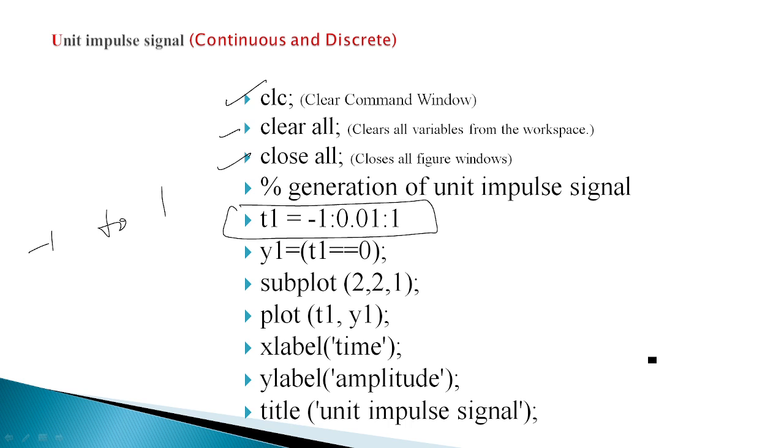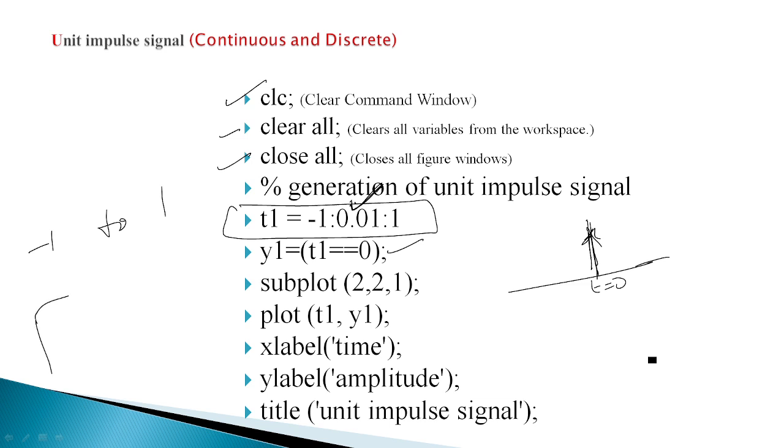So this is the impulse, and at y1, t1 is equal to 0. At t1 equal to 0 we need to get this impulse. As you know, impulse means at t1 equal to 0. So this is the impulse amplitude, and at the remaining times, where t is not equal to 0, it is 0. So at t1 equal to 0 we need to get our impulse.